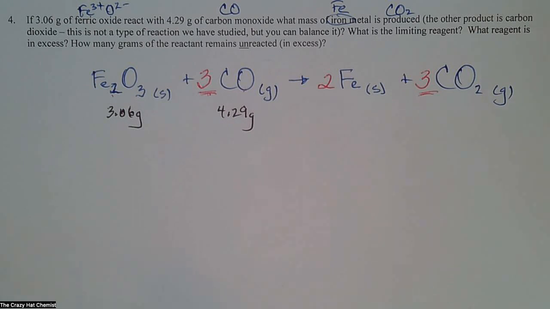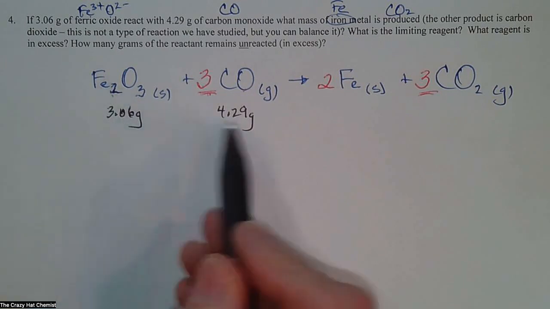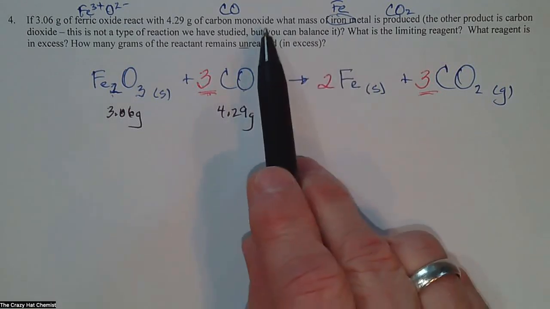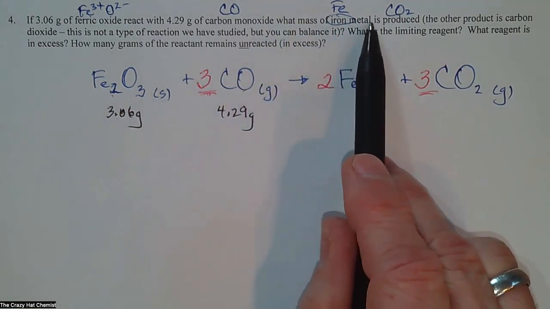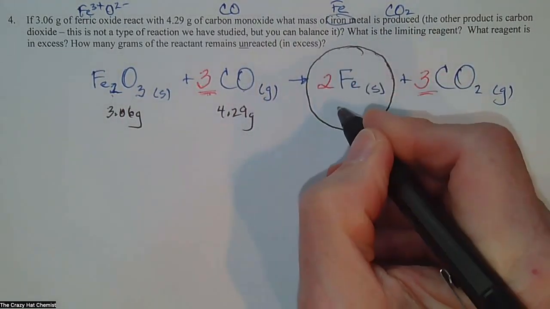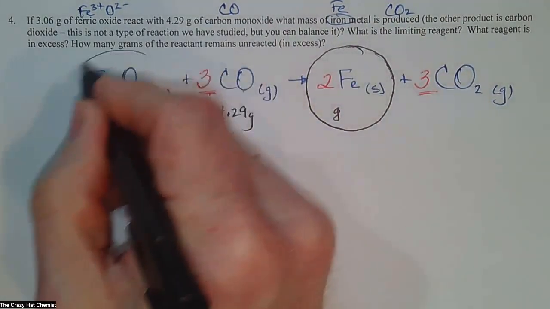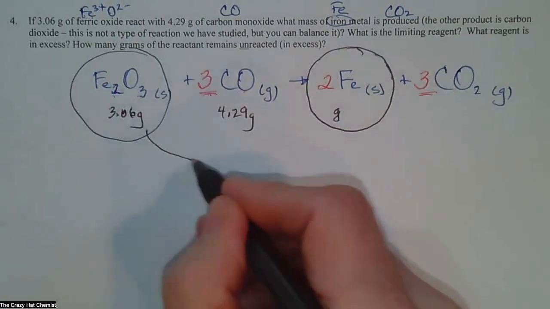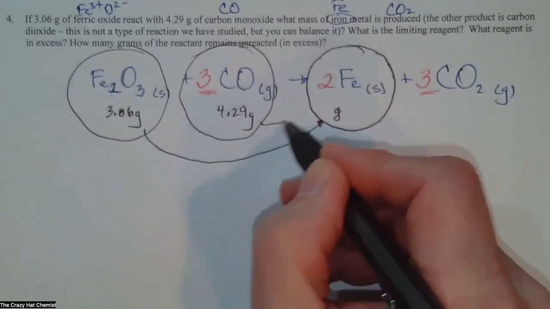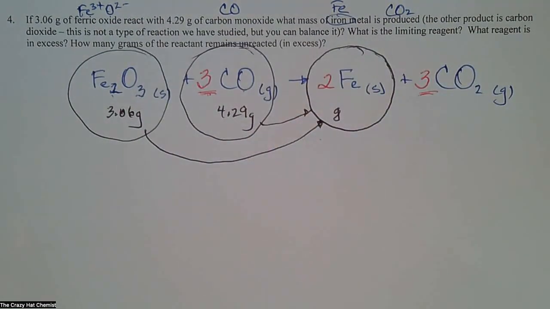And that red flag is when I have a number for both reactants, that means that this is a limiting reagent problem. So this is a limiting reagent problem, okay? It says, what mass of iron metal is produced? So I am looking for the iron metal in terms of grams. So I'm going to have to take this numbered units formula and convert it to grams of iron.